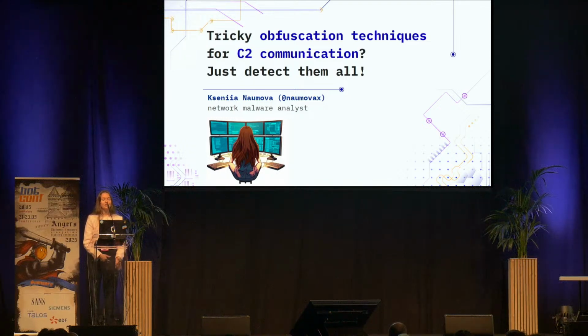To obfuscate it, so to make network analysis more difficult. So today I'm going to tell you about some interesting, tricky obfuscation techniques for C2 communication in the network, and I will show you how we can detect them all.